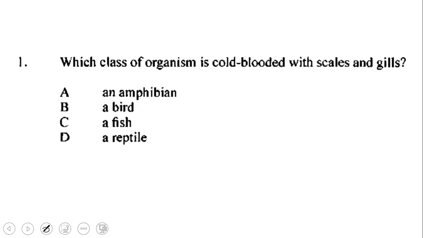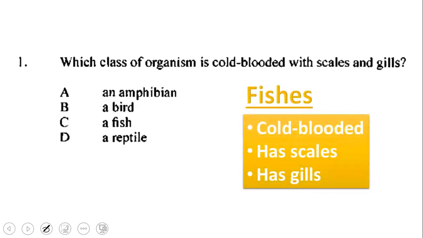Is a fish the correct answer? Note that fishes are cold-blooded. They have scales and they have gills. And that's exactly the class of organism that we were looking for. So the correct answer for this question is indeed C. Awesome.